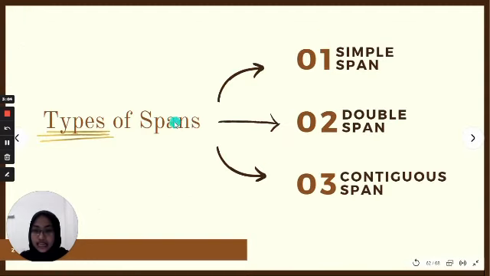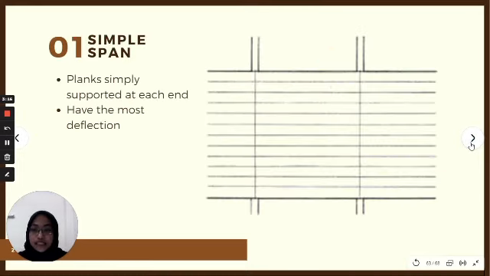Next, types of spans. There are 3 general types of spans. The first one is simple span, then double span, and contiguous span. The simple span, here is the picture. You can see that planks are supported at each end. So there are 2 ends. The planks are only supported at the 2 ends. Because of this, this type of span has the most deflection, because there is no support in the middle.